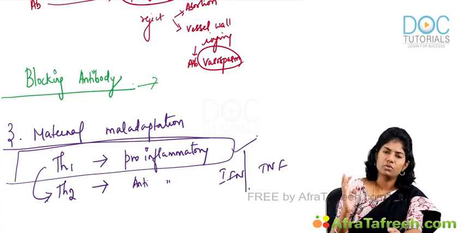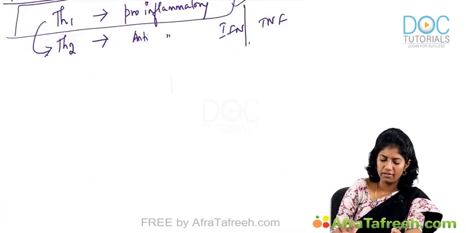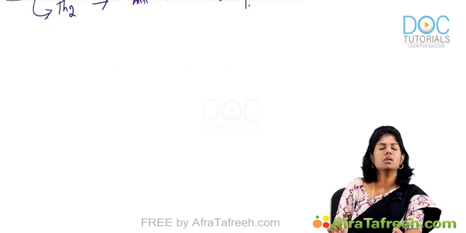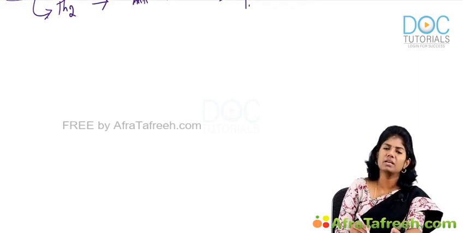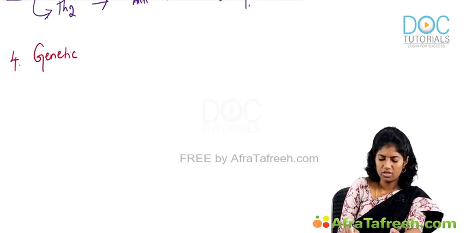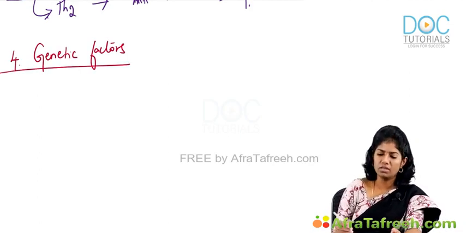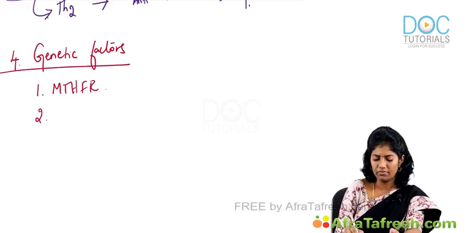So I have told you about abnormal trophoblastic invasion. The second is immunological factors, the third is maternal maladaptation, and now the fourth one will be genetic factors. So if you ask me, does preeclampsia run in the family? The answer is yes, preeclampsia can run in the family. It has a genetic predisposition. So what are the genes involved in the pathogenesis of preeclampsia? Number 1, methylene tetrahydrofolate reductase gene. Number 2, factor 5 Leiden mutation.